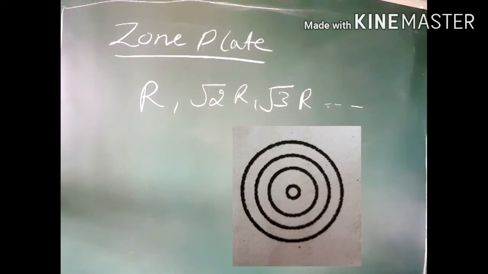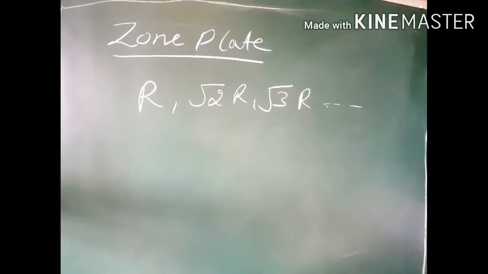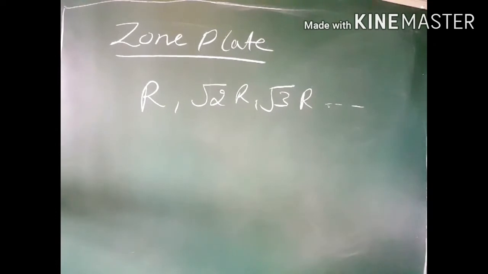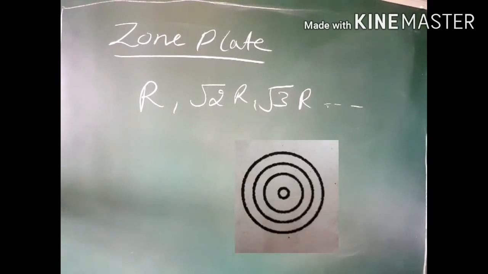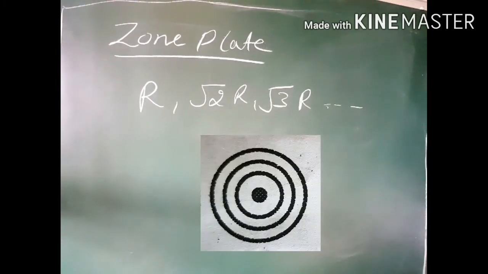The radii of the half-period zones are proportional to the square root of the natural numbers. Therefore, the space between any two adjacent circles represents a half-period zone. In case the central zone is transparent, the zone plate so obtained is called a positive zone plate. And when the central zone is opaque, the zone plate is called a negative zone plate.